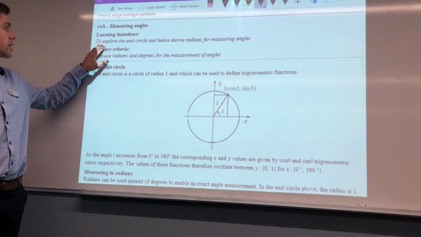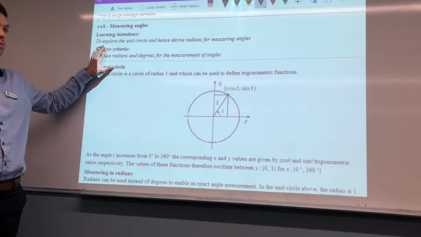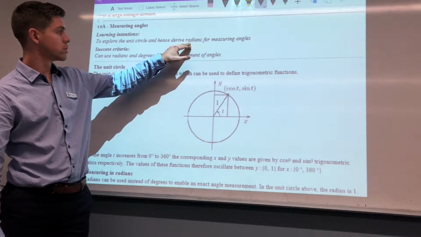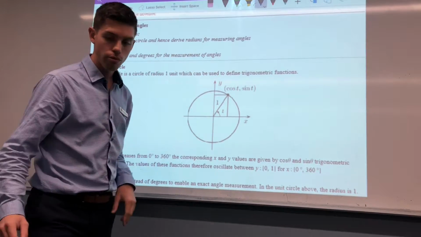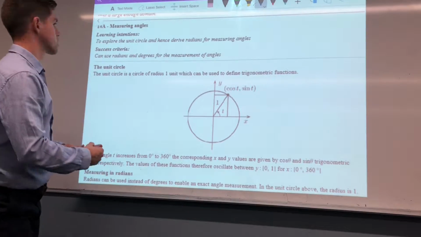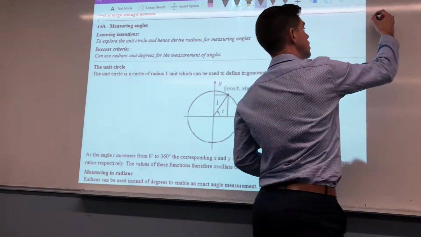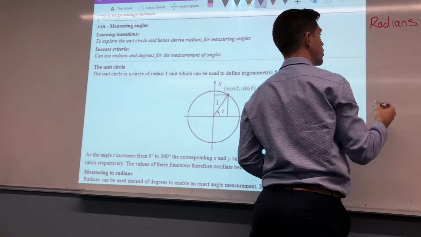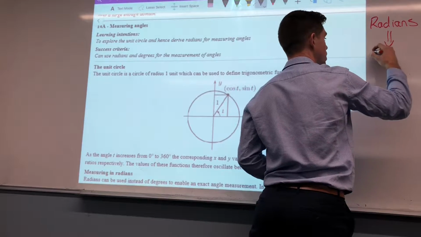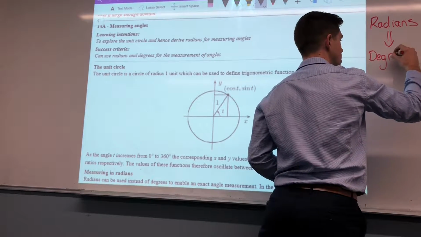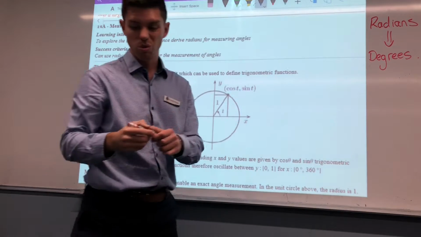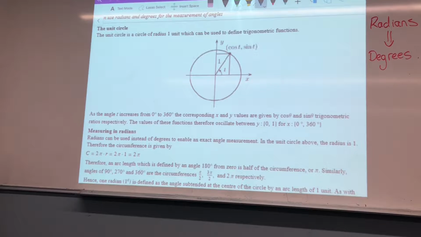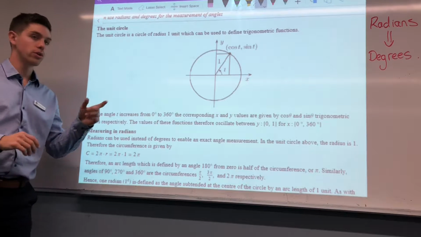So our one learning intention is to explore the unit circle in the context of circular functions and to derive this measurement system called radians. Okay. And we're going to define radians and how we convert between radians and degrees. But first of all, we need to figure out what they actually are. So, let's define radians with the unit circle.